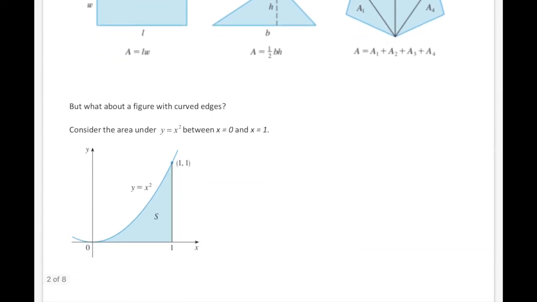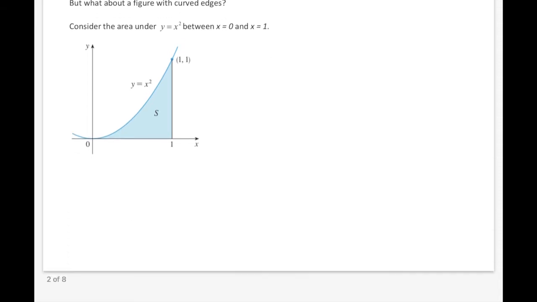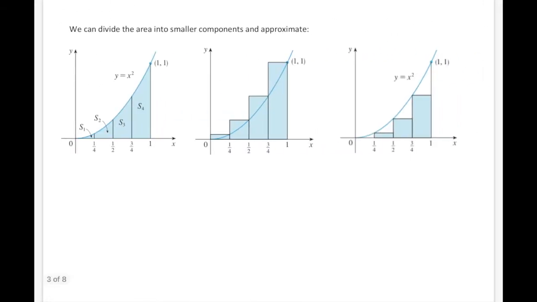So this is what I just looked at, y equals x squared between 0 and 1. How do we approach that? Using this idea, we can take it and separate it into smaller components and approximate it. Now, on the first one, I'm splitting it up into 4 different intervals. Now, I can approximate this with some rectangles.